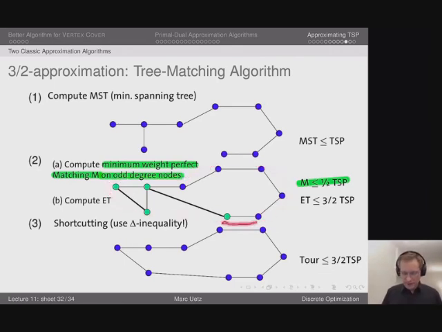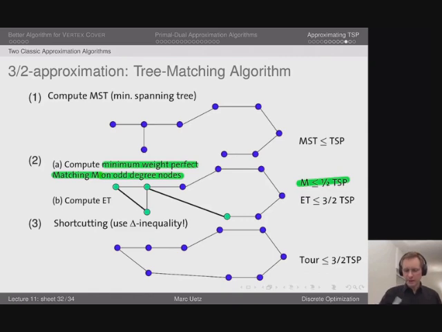So again, I can compute an Euler tour on this graph, and I use the shortcutting argument to obtain a Hamiltonian cycle, which is at most as expensive as the cost of this Euler tour here. The only claim that I still have to prove is the following. I claim that the total cost of this matching that I computed in step number 2 here is at most half the cost of an optimal solution to the traveling salesman problem.